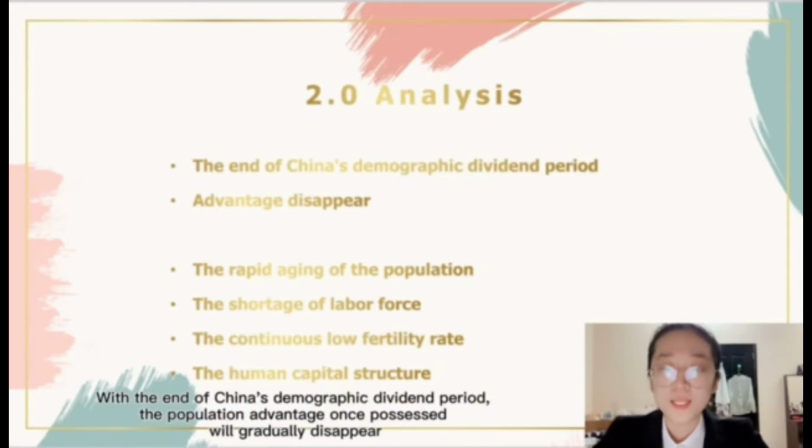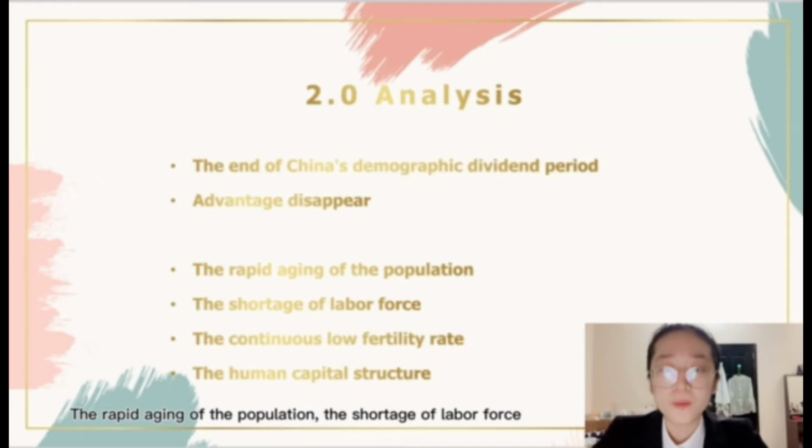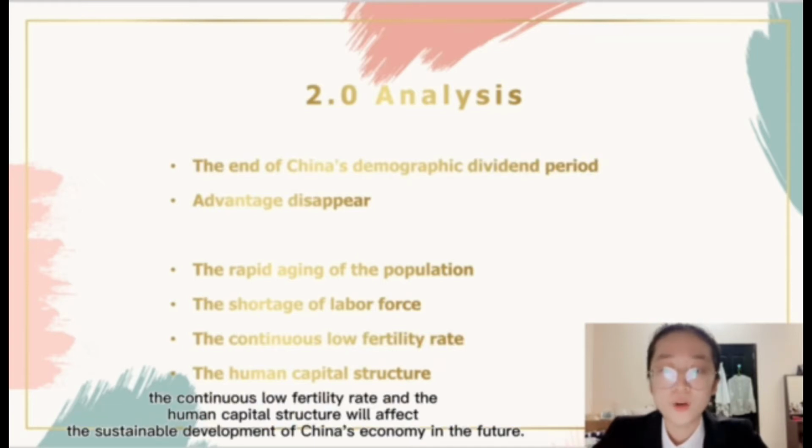With the end of China's demographic dividend period, the population advantage once possessed will gradually disappear. With the passage of time, the defect of the family planning policy and the problems brought by it have gradually emerged. The rapid aging of the population, the shortage of labor force, the continuous low fertility rate, and the human capital structure will affect the sustainable development of China's economy in the future.